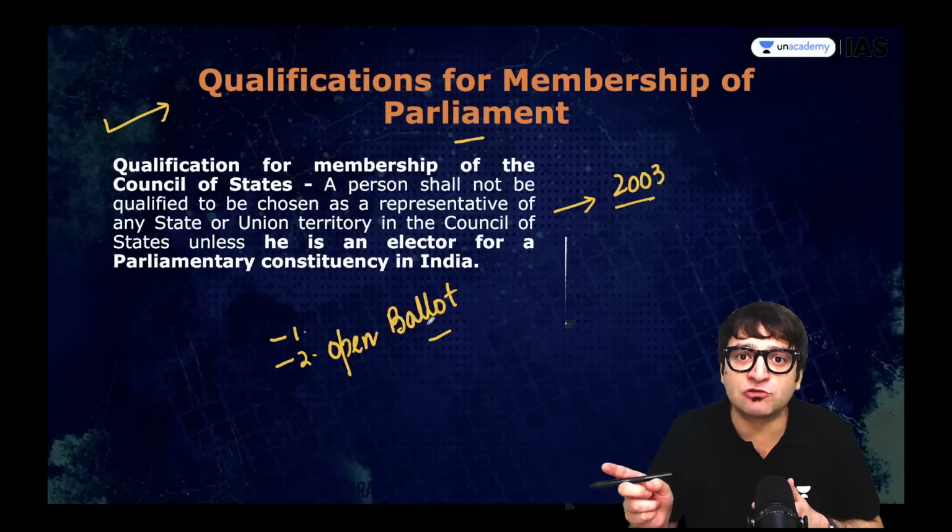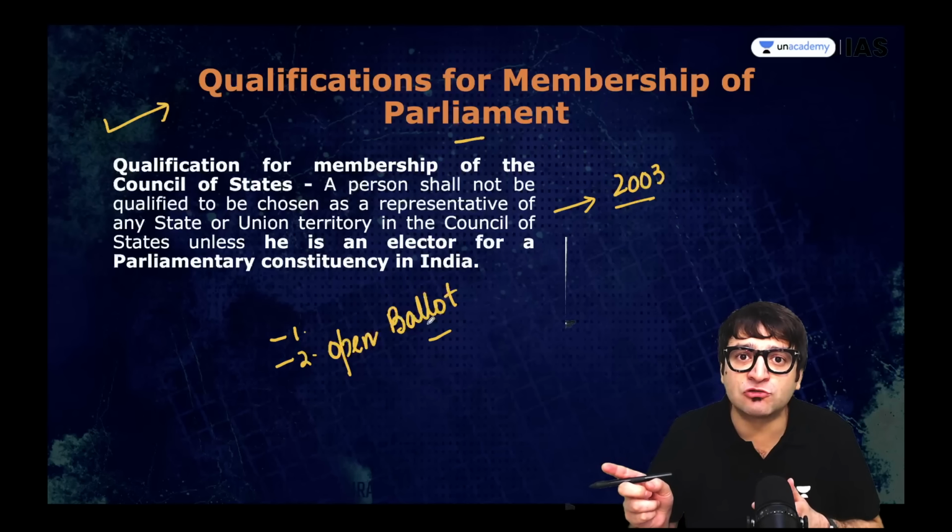Both these changes, which means a shift from secret ballot to open ballot and changing the requirement of a domicile, were challenged in the Supreme Court by the journalist Kuldeep Nayyar. And finally, the judgment was given by the court in 2006. The Supreme Court said in 2006 that if we want to remove the requirement of residence, that you should be a registered voter of that state in order to contest Rajya Sabha elections, that does not mean we are violating federalism, which is part of the basic structure of the Constitution.